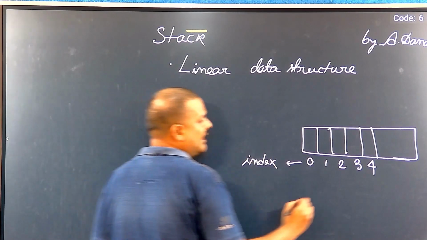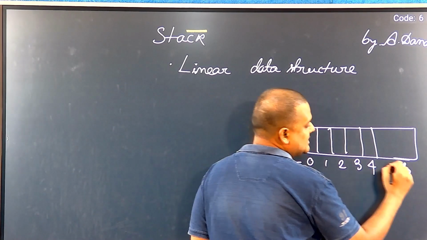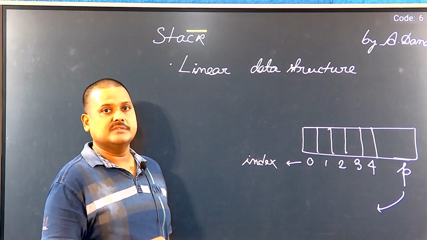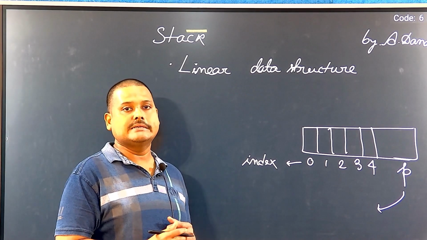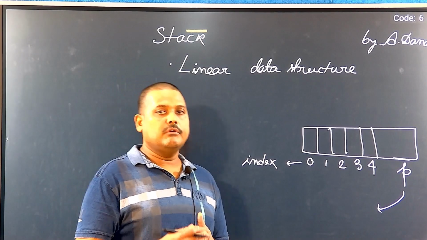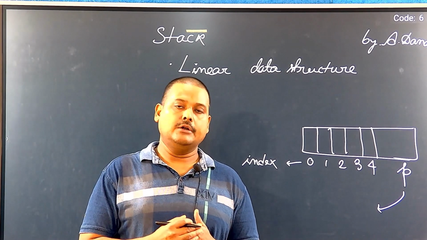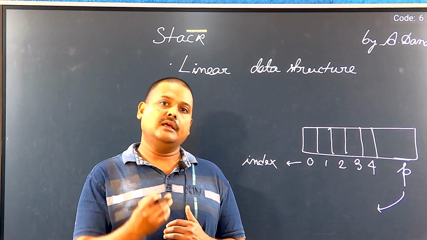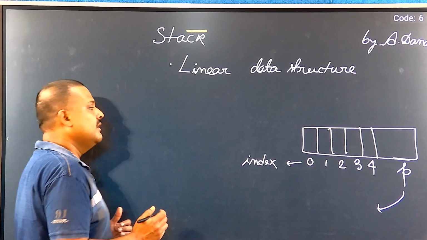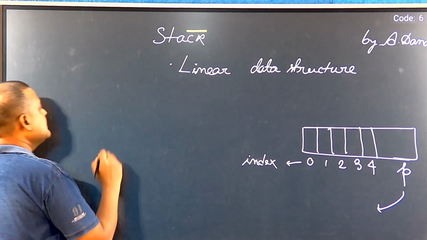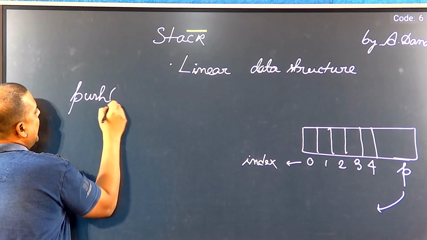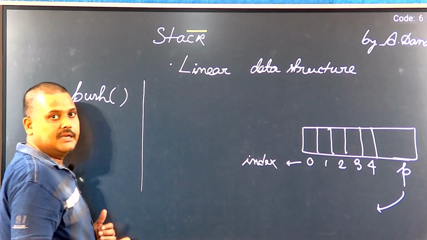And here is another variable. The variable is named p, and p will take care of the index value where we have inserted the last element. In case of stack, we have only one end to enter the values, and from the same end the values will be deleted. In case of stack, the insertion is named push and the deletion is named pop.